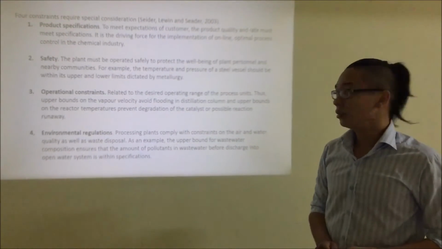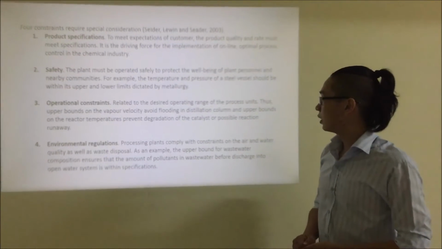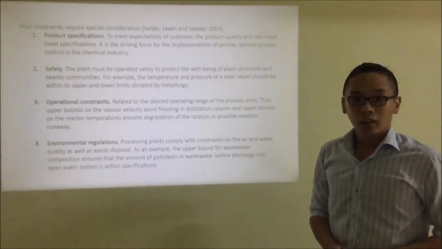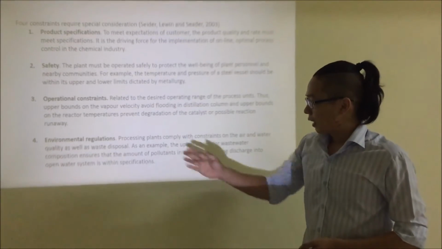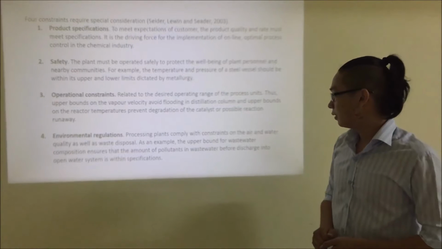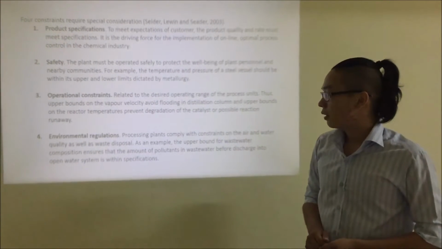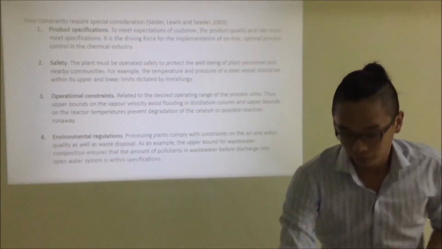Next is the operational constraints. This is related to the desired operating range of the process units. And the final one is environmental regulations. Processing plants must comply with constraints on the air and water quality as well as waste disposal.